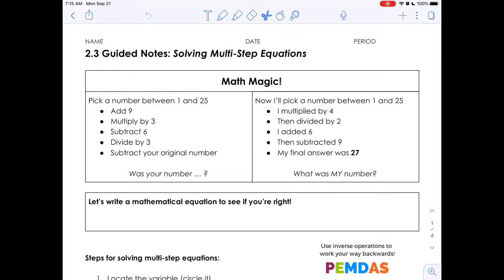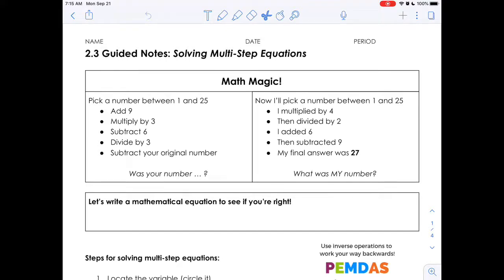Today we're going to be going over 2.3 guided notes covering solving multi-step equations. Yesterday we learned how to solve one-step equations, so today we're just going to be adding on to that and solving equations with more than one step. So before we jump into the steps and some examples, we're going to play a little game called Math Magic.